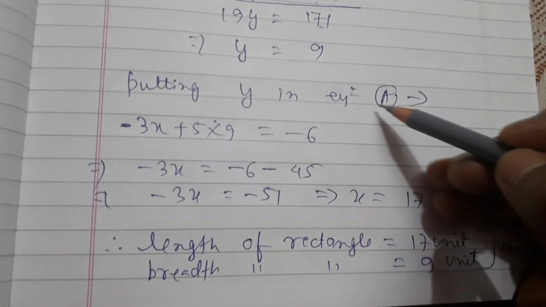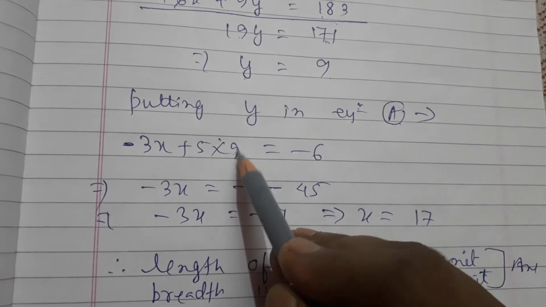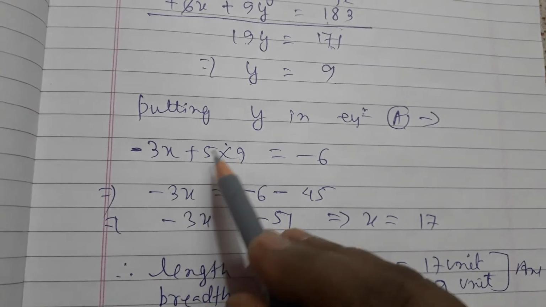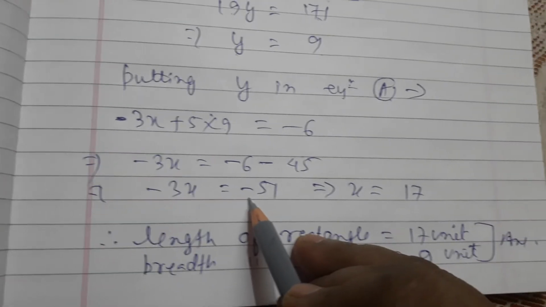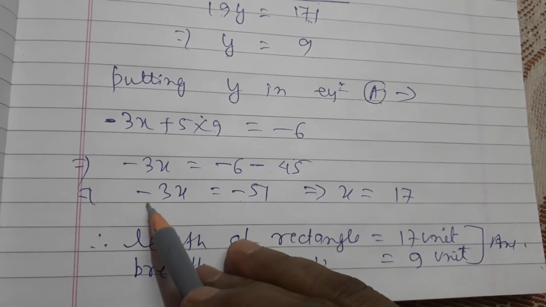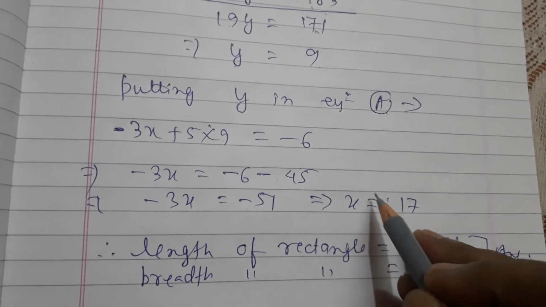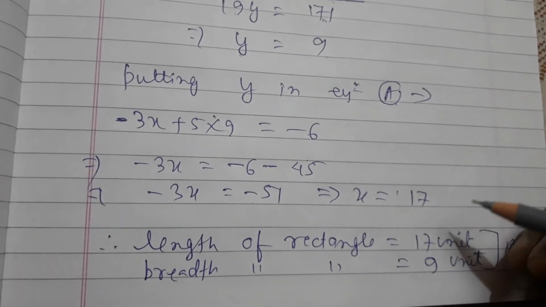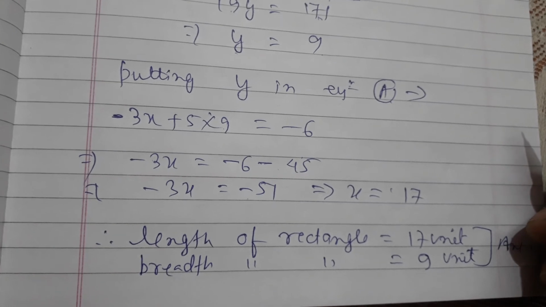Now putting y in equation A. In place of y you write 9 here, and minus 3x equal to minus 6 minus 45, that is minus 51. Minus minus cancel, and x equal to 17. 17 threes are 51. So the length of the rectangle is 17 unit and the breadth of the rectangle is 9 unit.